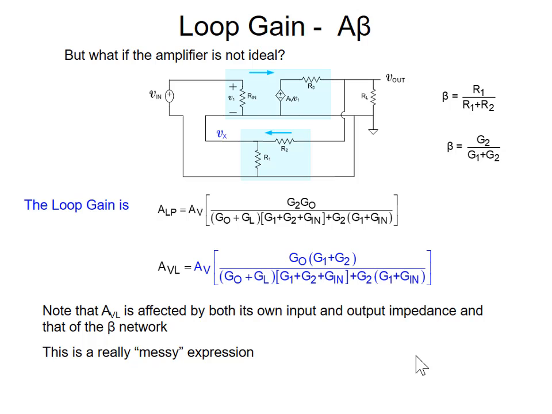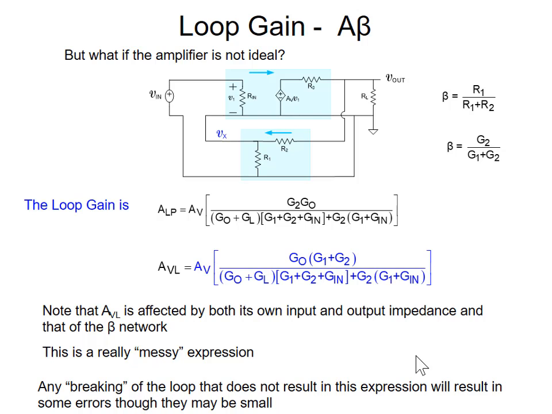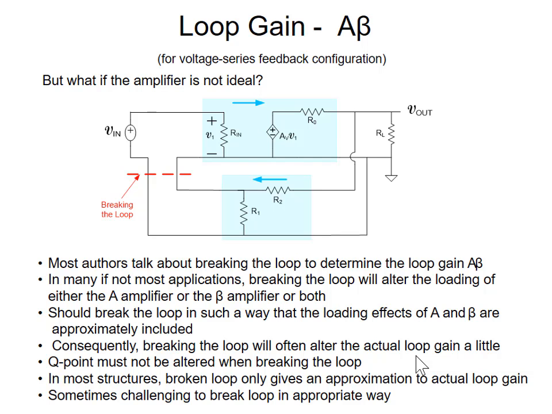Okay, so probably any analysis that doesn't result in this expression for AVL is going to introduce some errors in the calculation of phase margin. Make sense? Any break in the loop that does not result in this expression will result in some errors. They might be reasonably small, but there's going to be some errors. So most authors talk about breaking the loop. They give an algorithm for breaking the loop, and then they ignore the fact that the loop gain that they calculate may not be the right loop gain.